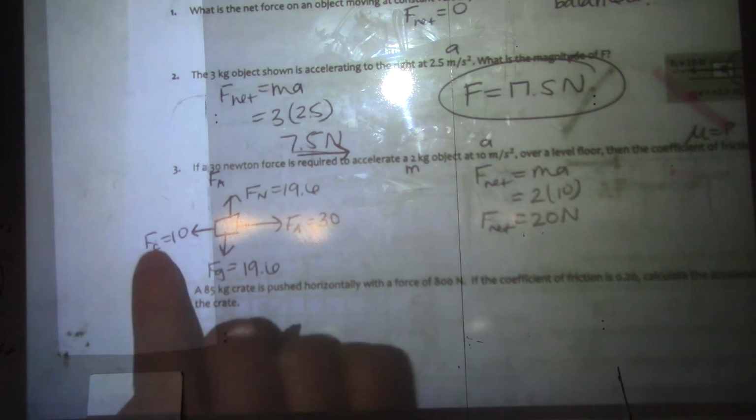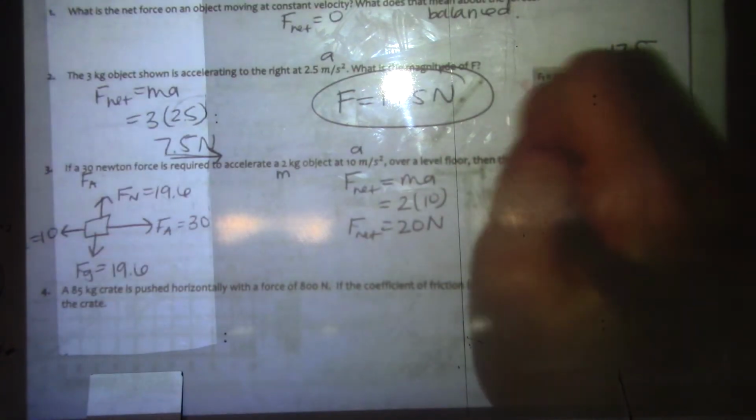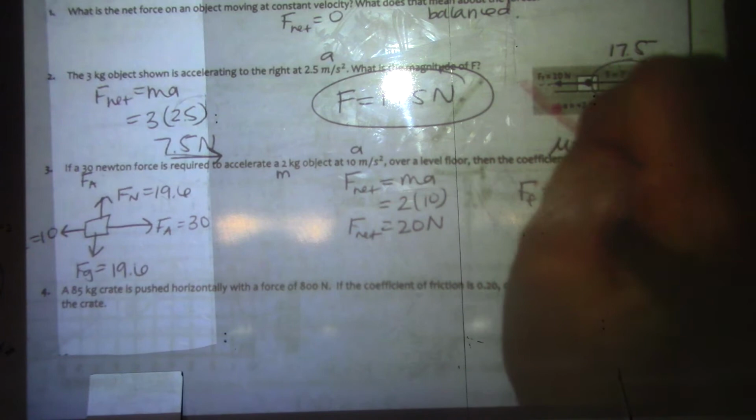And then now that I have my friction force, I just use force of friction equals mu Fn. Force of friction we just said was 10. Looking for mu, normal force we said was 19.6. And then to get mu by itself, we need to divide the 19.6 over, because that's what we want to cross off to get mu by itself. 10 divided by 19.6 is going to give us 0.51.